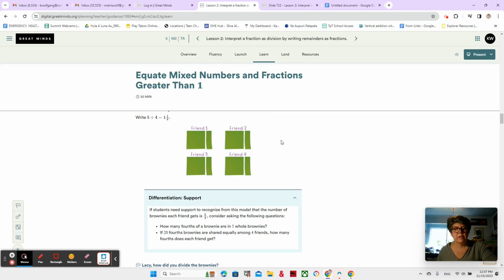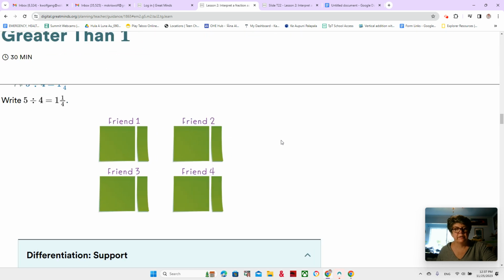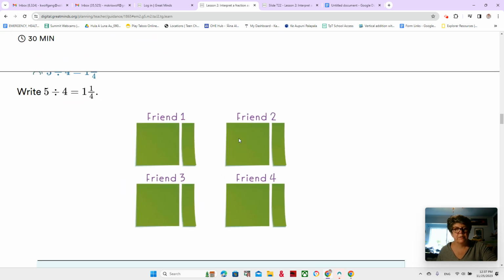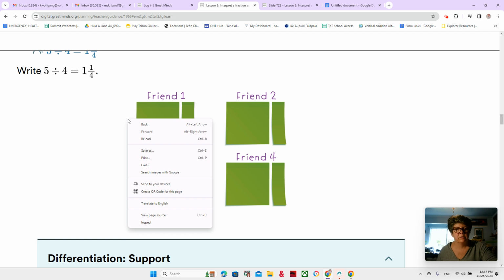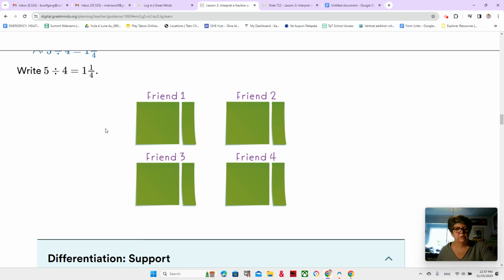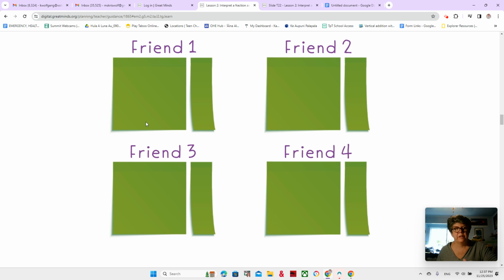And you might need to do a little cutting, right? Because you have 4 friends and 5 brownies. So one of the brownies is going to need to get cut into 4 pieces, right? So that's one way to do it. Give 1 brownie to each friend and then split the remaining brownie into fourths. So each friend gets 1 and 1/4 brownies, right?